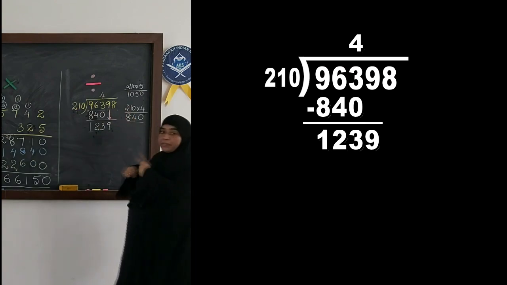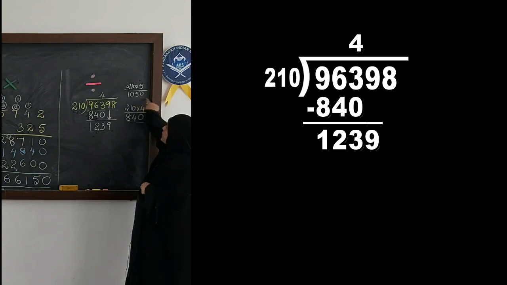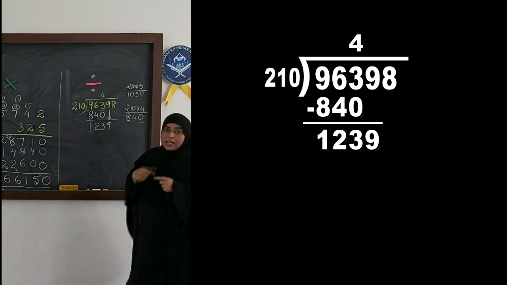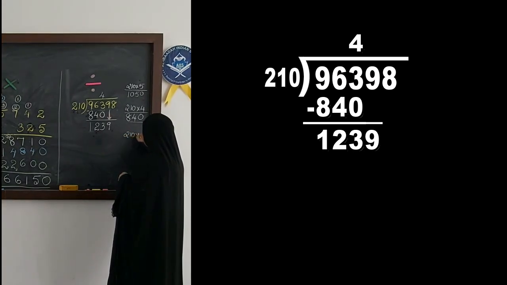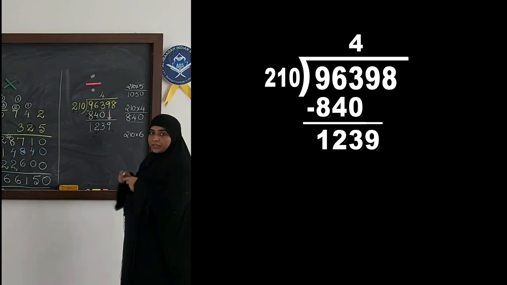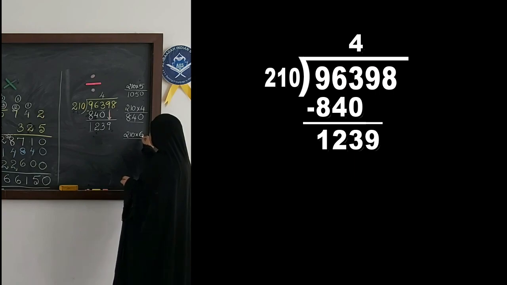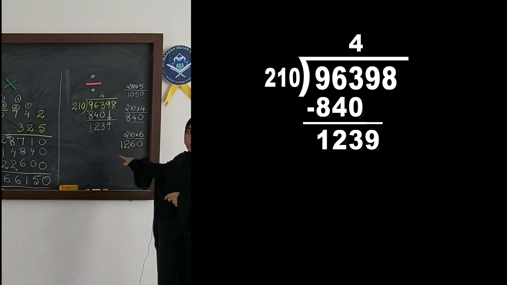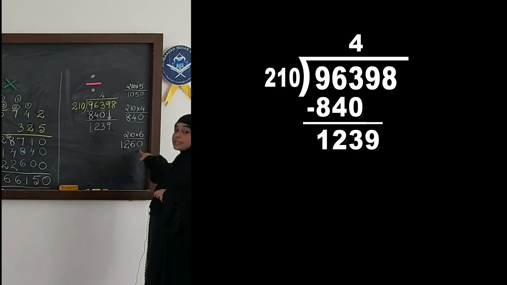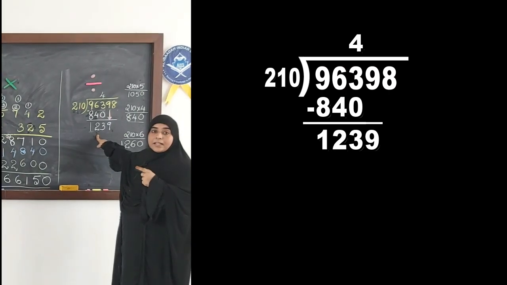Okay. Again we will estimate. We already had this, right? 210 into 5 we had 1050. Let's try what 6 will give us. Okay. So 210 into 6. If it is very close to this number, we can take that. Okay. So 210 into 6. 6 zeros are 0. 6 ones are 6. 6 twos are 12. We got 1260, which is again more than 1239.